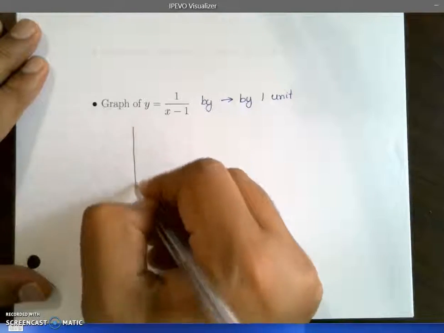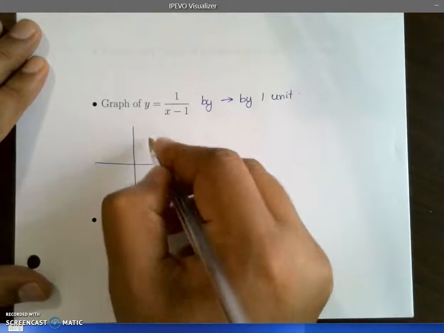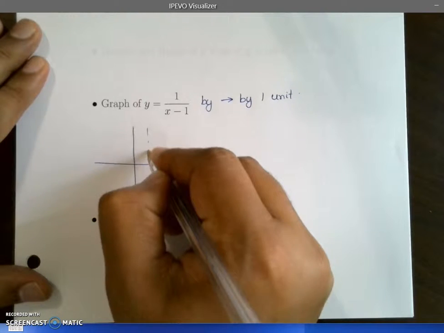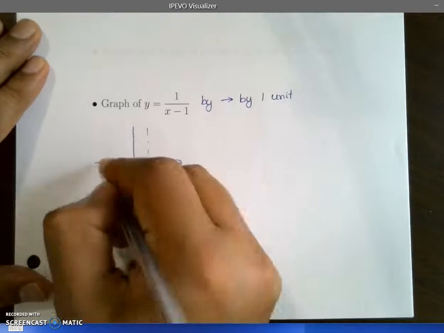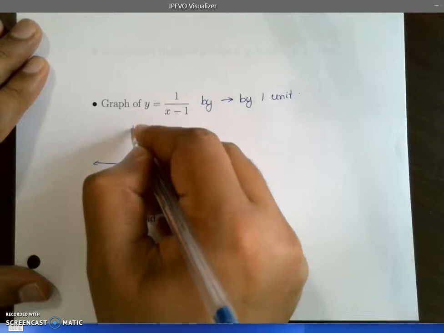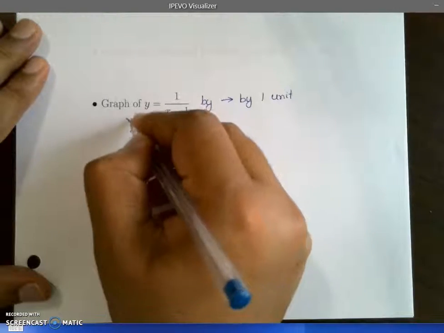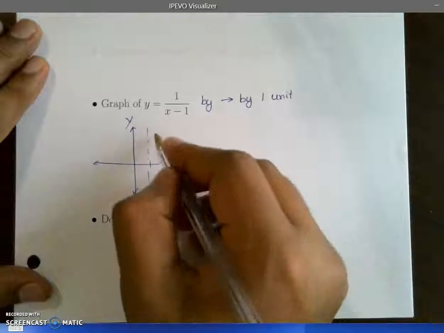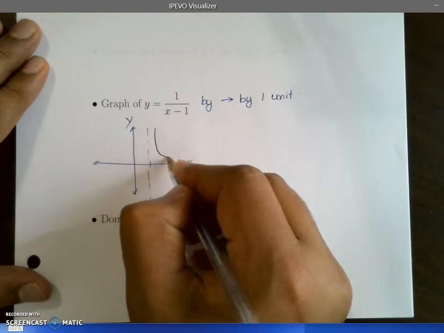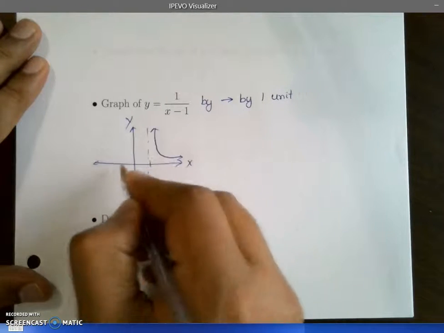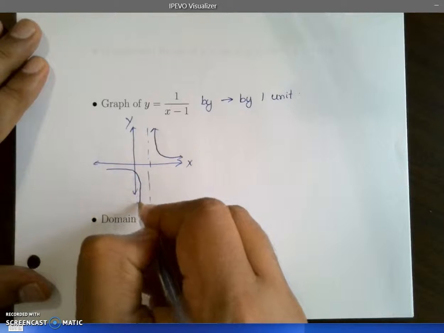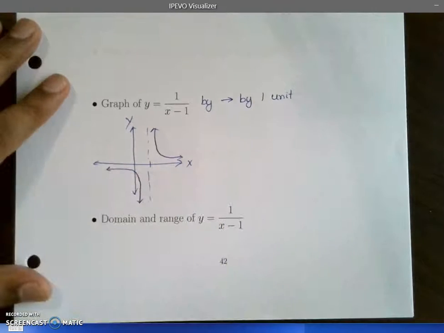Obviously you would have the vertical asymptote at x equals 1. So if you call this x equals 1, this is the x-axis, this is the y-axis. Now the rough sketch of the graph of this function would look like that. If you make a table of values and graph it, that's how the graph is going to look.